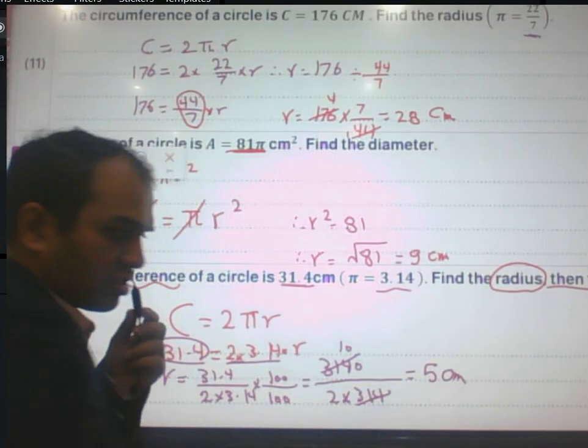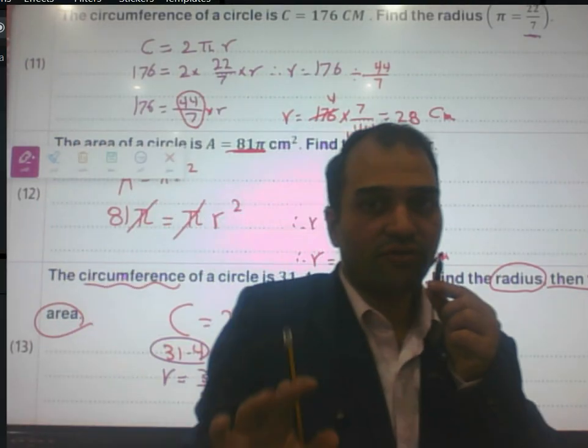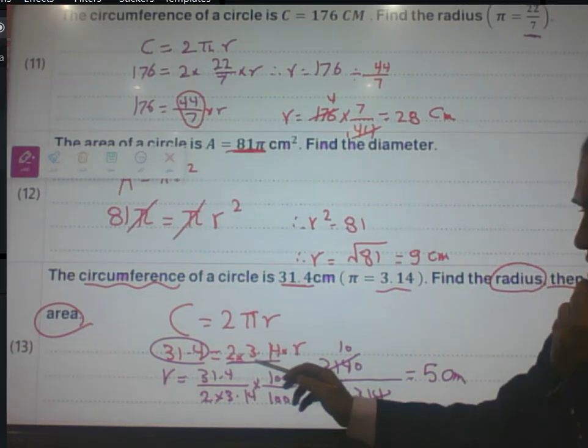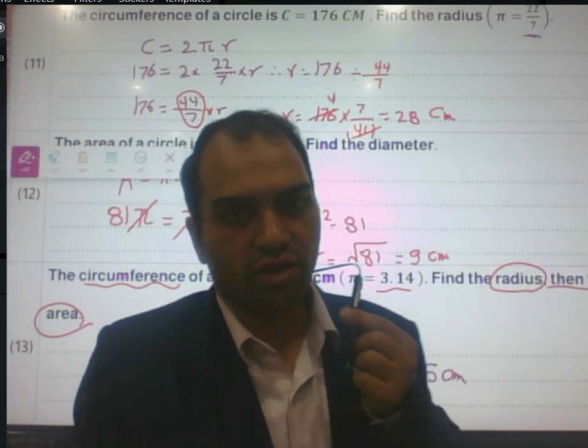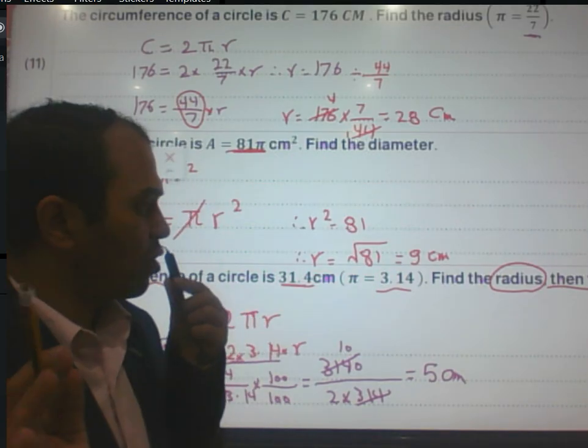Okay, my students, understood it? You can use a calculator, never mind. You can use a calculator to find the answer right in your calculator. 31.4 divided by 2 times 3.14. And then the calculator gives you the answer: 5 centimeters.